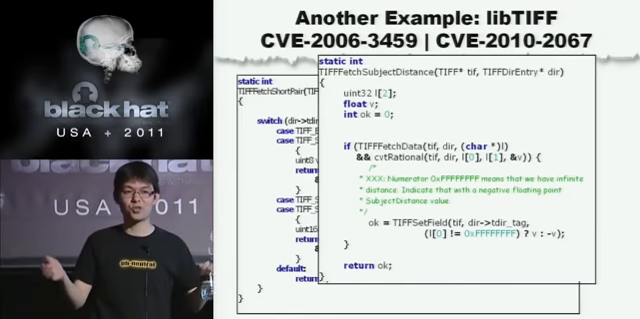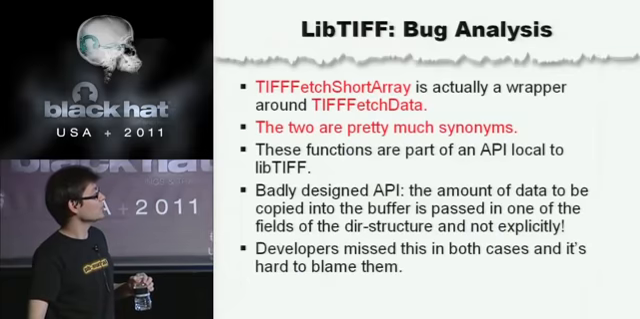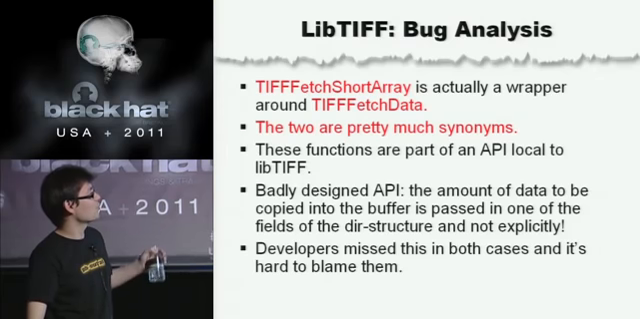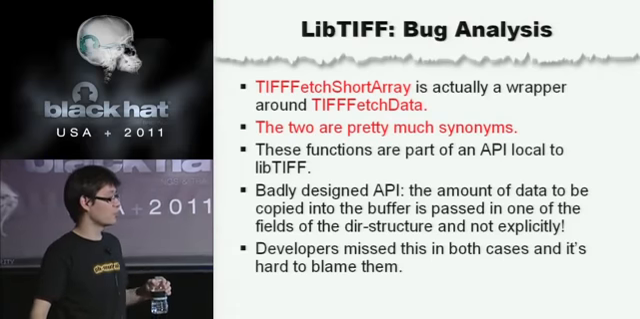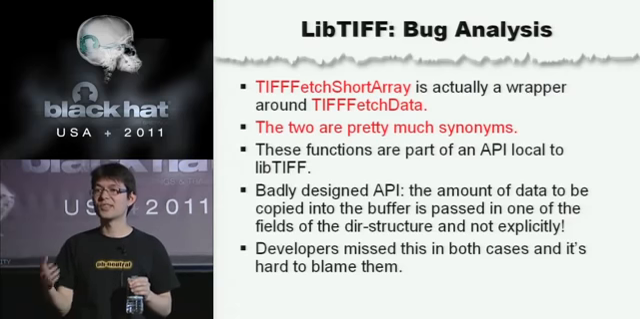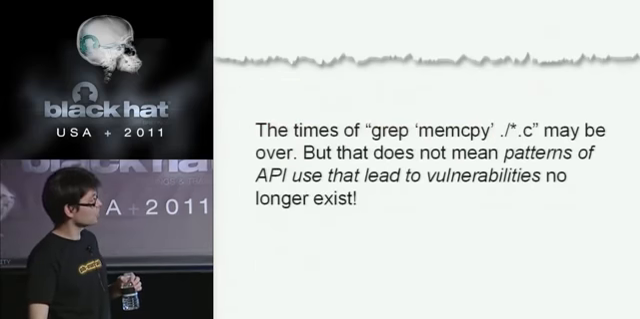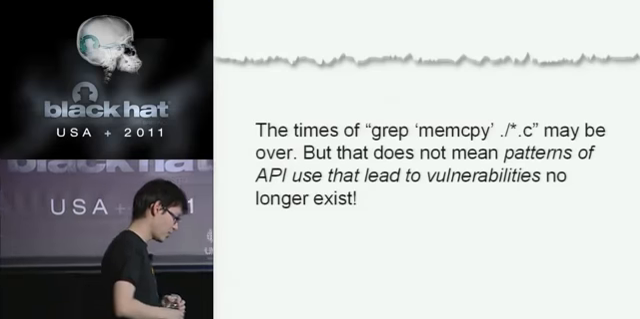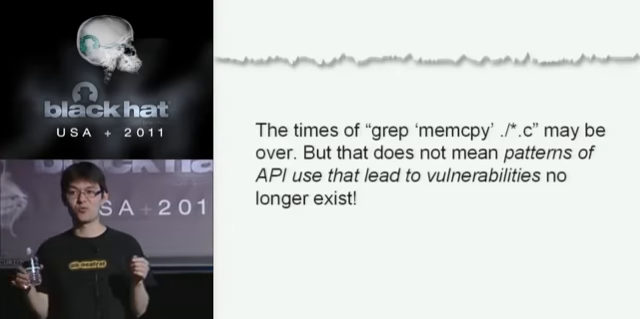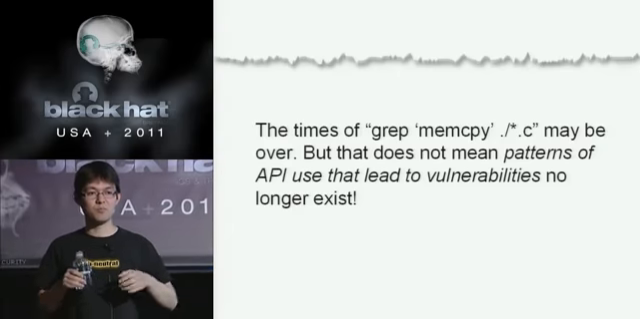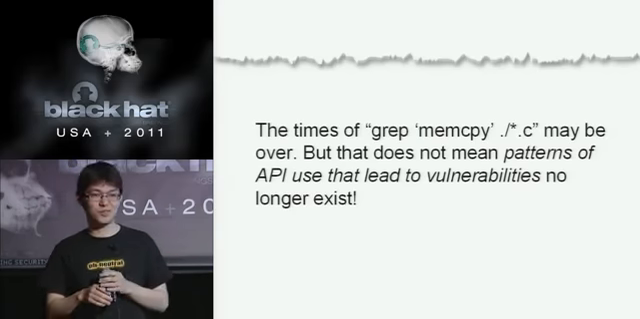TIFFFetchData, TIFFFetchShortArray, they all follow some sort of pattern. So in this case, you could say TIFFFetchShortArray and TIFFFetchData are pretty much synonymous, and you want a method which can detect this as well. We had that, developers missed it. So what I think this tells us is that, while the times of grep memcpy may be over, there are still patterns of API use which motivate vulnerabilities.